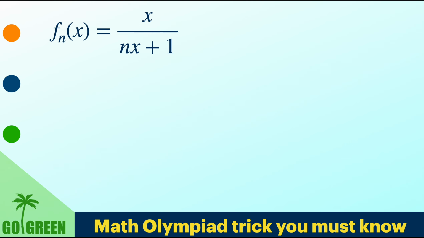So what is the statement which we want to prove? It is the following: fn(x) is x over nx plus 1 for all n belonging to the natural numbers. So for all natural numbers, that is what our claim is. We basically assume that this might be true, and then we want to prove it by the principle of mathematical induction.